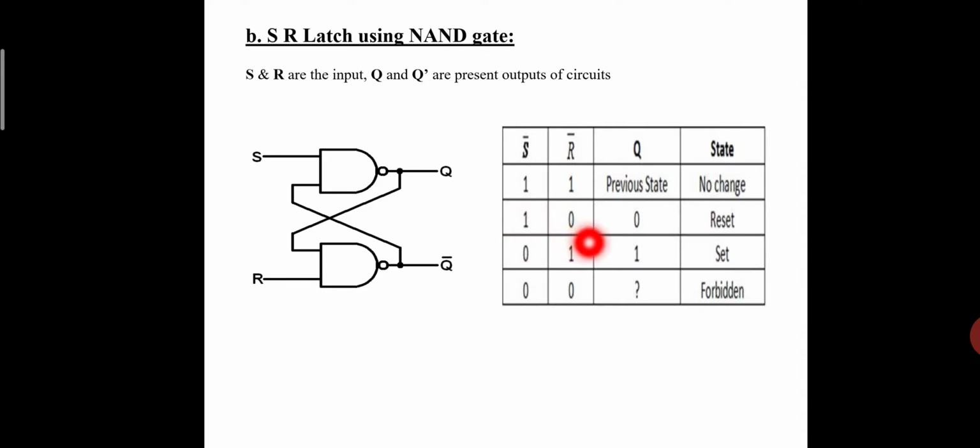And in 1 0 it is in the reset state. That means you will get the complement of the NOR gate implementation of the SR latch. So the NAND operation of S and R will give the same table as the NOR gate. No change or memory state, reset state, set state and forbidden state you will get by using this NAND gate also.